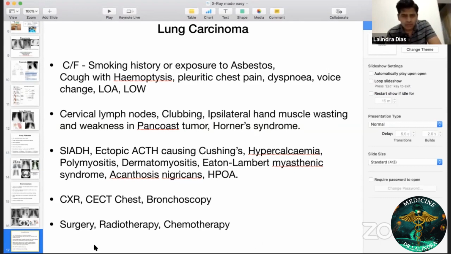I told you the investigations: chest X-ray, CT scan, and also bronchoscopy. So what are the therapies available? If it is a small, localized lung cancer, you can go for surgery. But most of the time when they come, they are in an advanced state. Therefore, you have to go for palliative radiotherapy or chemotherapy, a palliative approach for those patients.